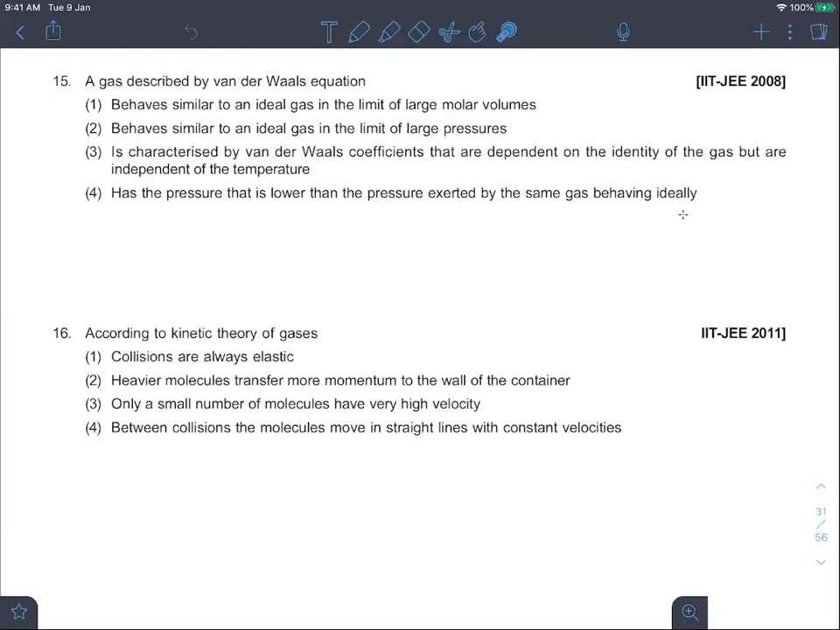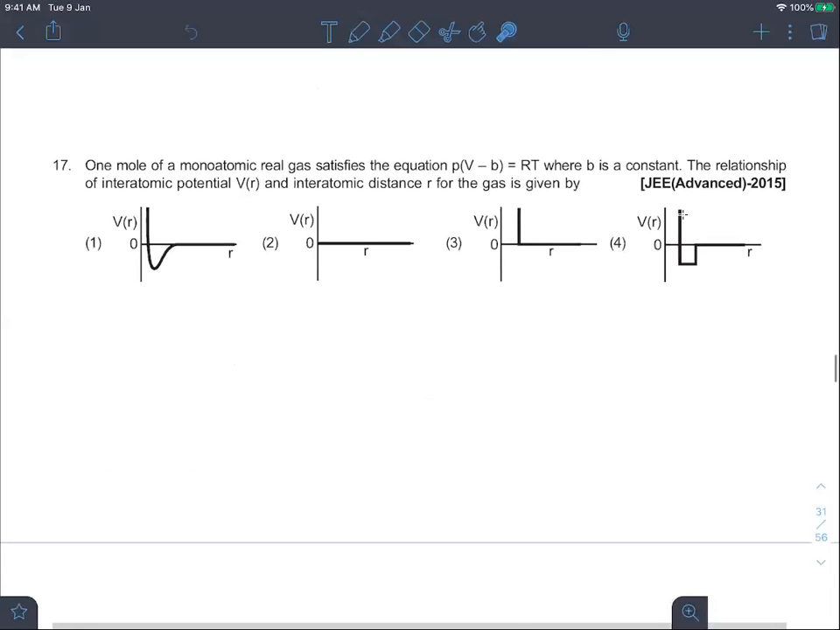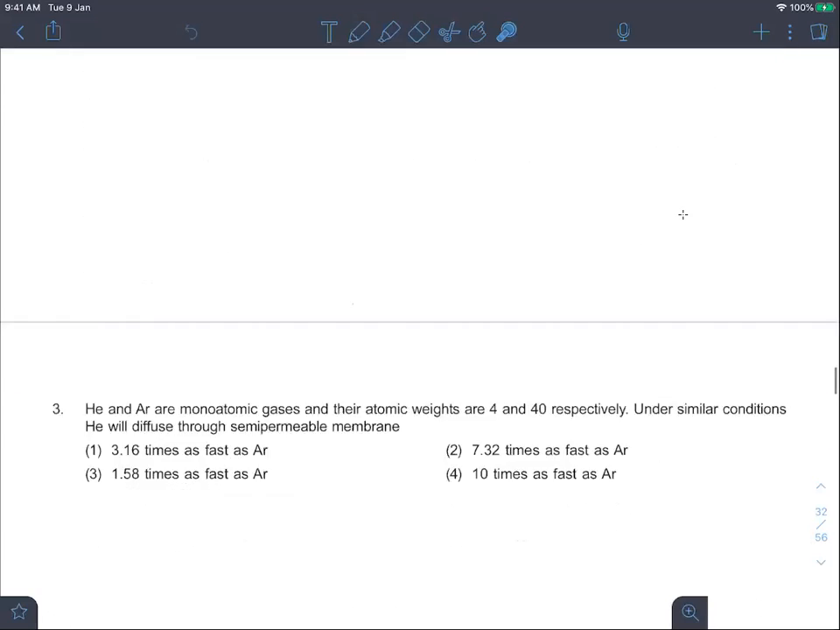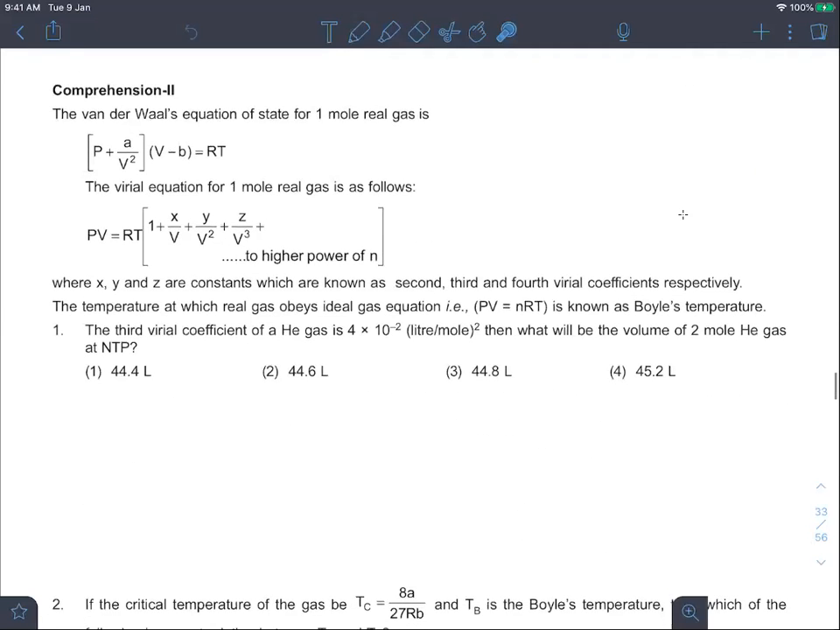For instance, look, how van der Waals behaves in all of these cases, questions on kinetic theory of gases. Now, potential energy questions that were asked in 2015. Just apply the concept which we have just learned. Graham's diffusion, we have discussed this, how it is related to molar mass. Next, Virial coefficient, just now we have done.